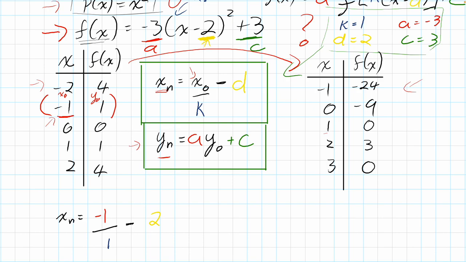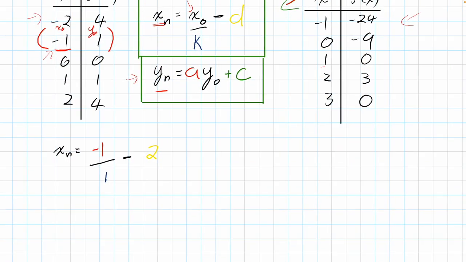If I go down just a little, my new x value is going to be negative 1 divided by 1, which is just negative 1. So negative 1 minus 2 becomes our negative 3 here. We have a negative 3 as a coordinate, our new x value. I didn't happen to write a negative 3 in here, but that's okay.